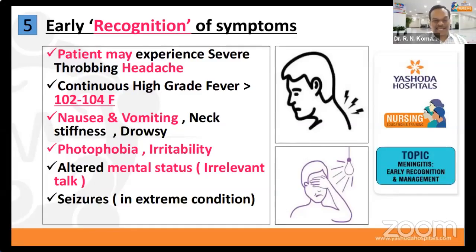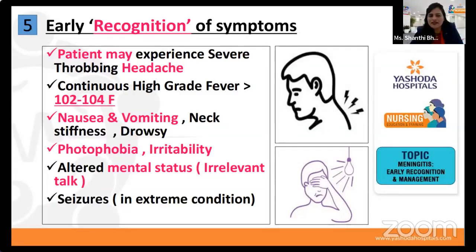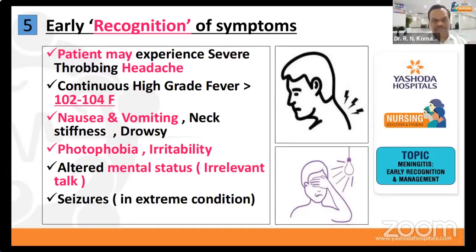So these are not classical. If somebody has these classical features, meningitis is a sure possibility. But absence of fever or absence of headache may not rule out meningitis. So anybody who comes with fever, headache, vomiting, or any symptoms mentioned here, you should always look for signs of neck stiffness, Kernig sign, and so on. Early recognition of these symptoms is very, very important. And sir, sometimes these mimic the symptoms of dengue as well. Yes.